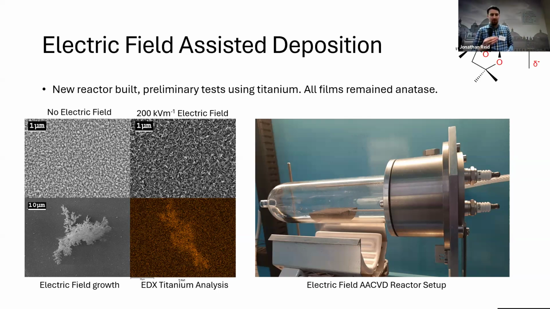Yeah, I've analyzed some of these. You can see them with SEM. I've also done energy dispersive X-ray spectroscopy, which proves they're made of titanium. So this is a titanium structure, and it is in fact still anatase. So I haven't managed to change the morphology of my structures just yet.